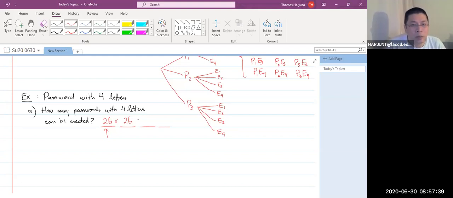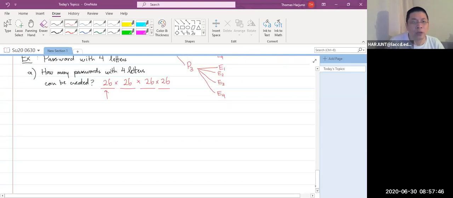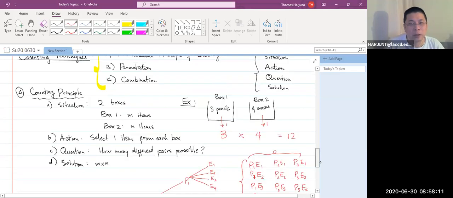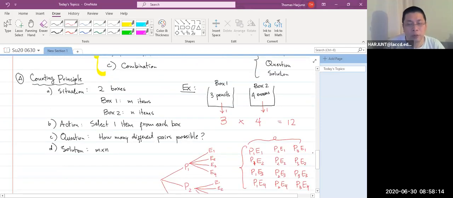And then the third place, you also have 26. The fourth place, you have 26. So if you visualize that, you actually have this. The first letter, the second letter, the third letter, the fourth letter. Each one of these boxes has 26 possible options, so how many passwords can you get if you need to select one letter from here, one letter from here, one letter from here, one letter from here? That's basically the situation we have in our first example.